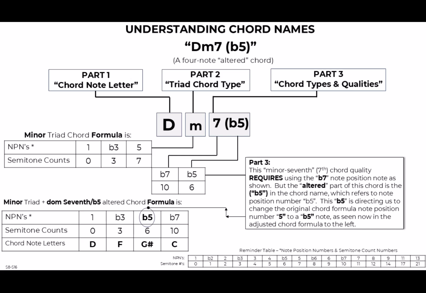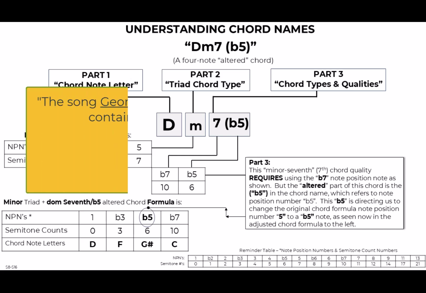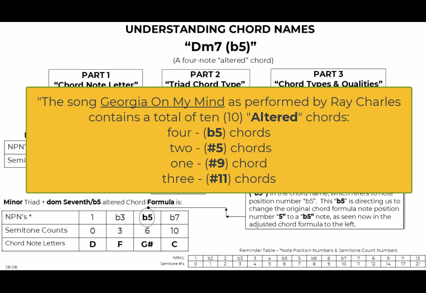Although altered chords are not often used, here is an extreme example that refutes this. In the song "Georgia on My Mind," written by Hoagy Carmichael back in the 30s, Ray Charles did his version of this song much later, which contains a total of 10 altered chords. There are 4 flat 5 chords, 2 sharp 5 chords, 1 sharp 9 chord, and 3 sharp 11th altered chords. Perhaps this is why this song and the artist is so revered and respected by musicians across the globe this many years later. Now back to our table.